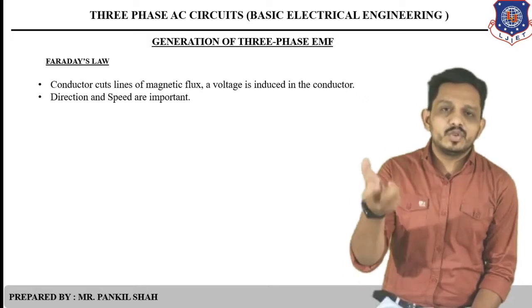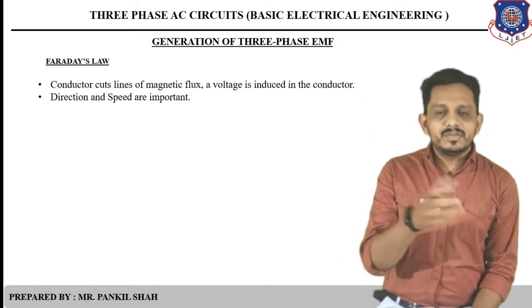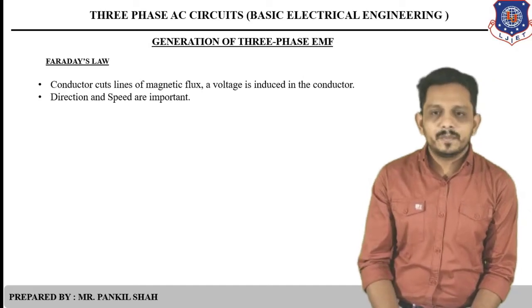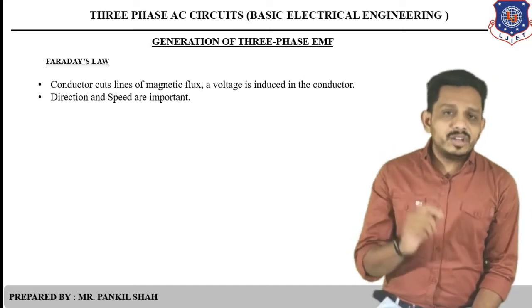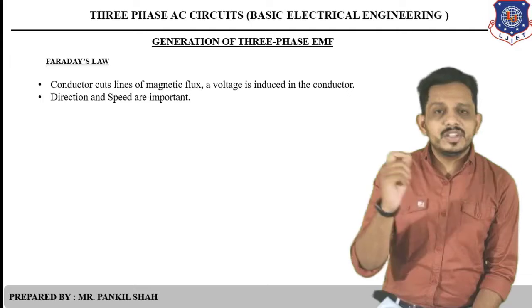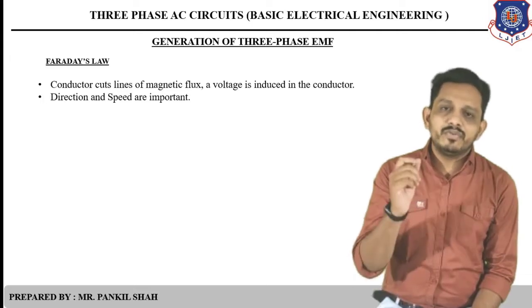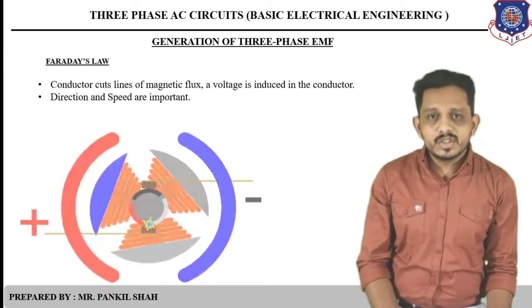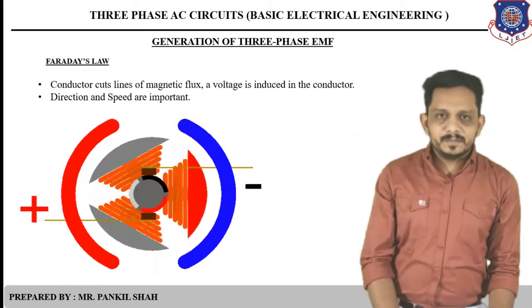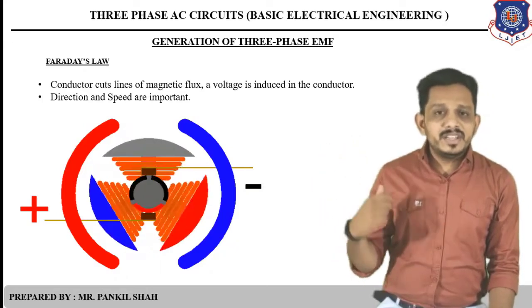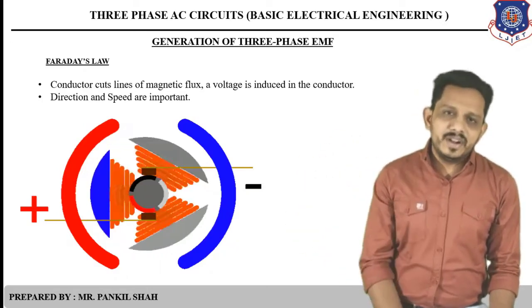Either one of them should be rotating and the other should be in a stationary position. So the direction and the speed of that rotation is very important in the generation of three-phase voltage. So you can see this figure. In this figure, we have seen one stationary magnetic field.